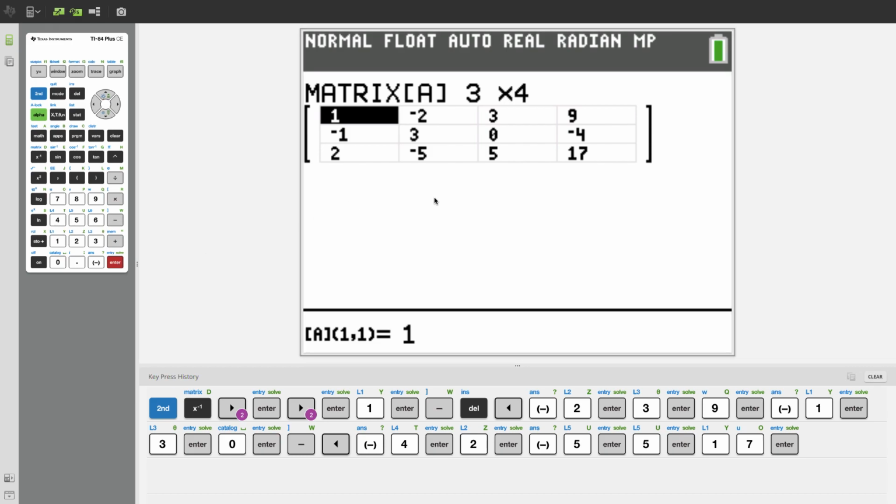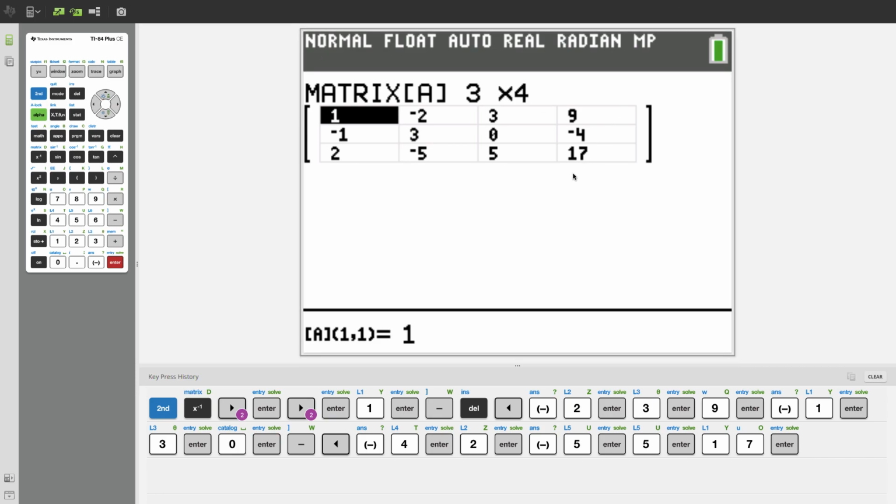Okay, so before you go anywhere, you're going to stop and look and make sure what you have in your calculator is exactly what you have on your paper. Does everyone hear me? Because if you put in a positive 2 in the first row rather than a negative 2, are you going to get a completely different answer? Yes. Okay, so 1, negative 2, 3, 9, negative 1, 3, 0, negative 4, 2, negative 5, 5, 17. Okay, everyone got that in?